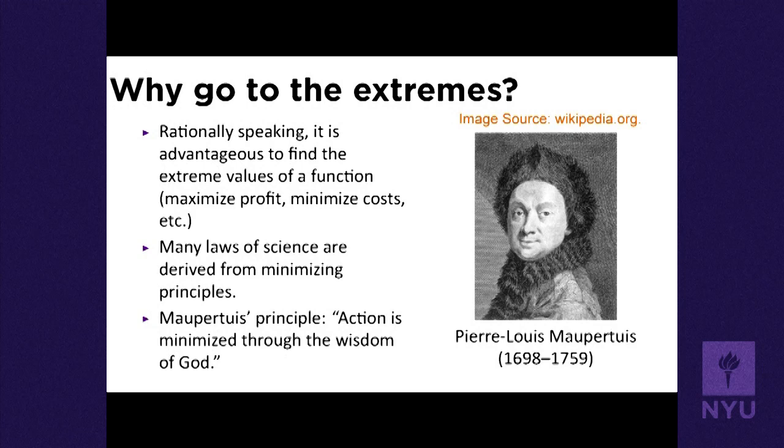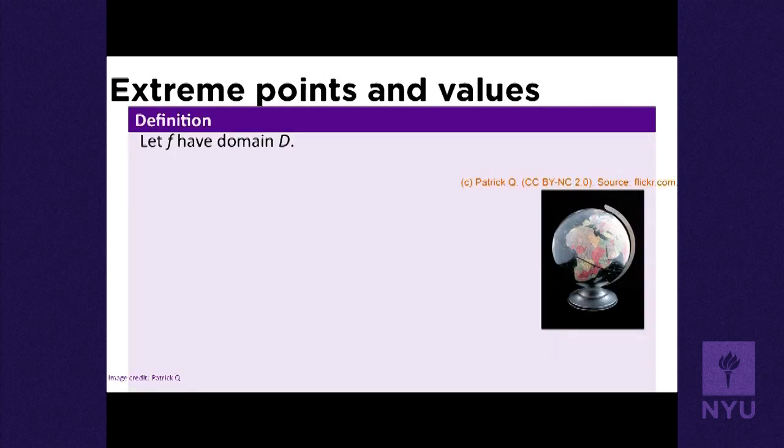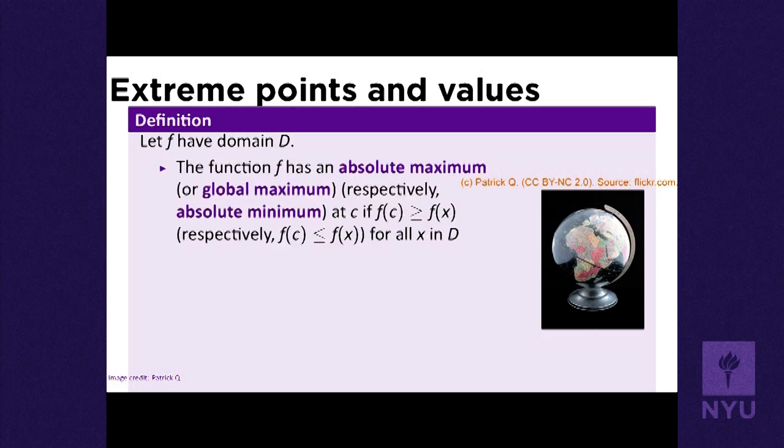Okay, so all of these are based on an important fact about functions and extreme values. What do we mean by an extreme value? Well, to set this up, let's start with a function. Function's got to have a domain. Call it domain D just for reference. The absolute maximum of the function is at a point c if f of c is greater than or equal to f of x for any other x in the domain.